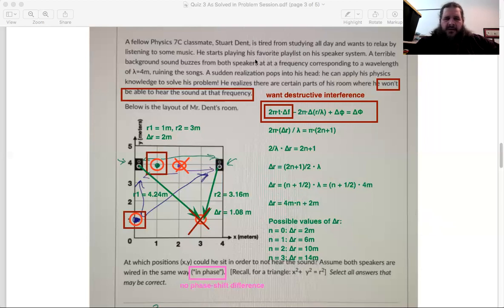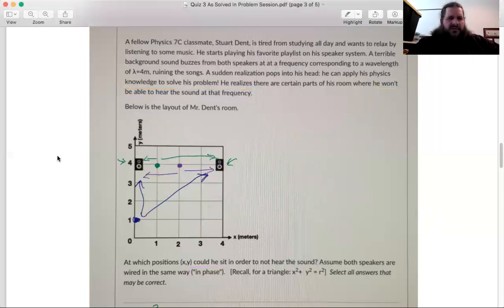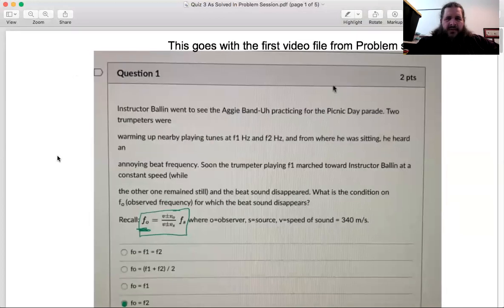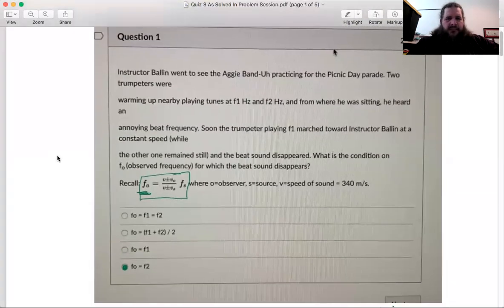All right, and you were asking about problem 1 on this practice quiz also. Let me pull that up. Yeah, it looks like this one is also talking about beat frequency because we're looking at 2 different frequencies here. And thus we hear this annoying beat frequency. The trumpets are not quite in tune.